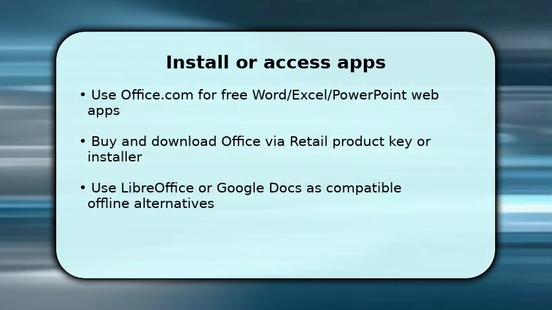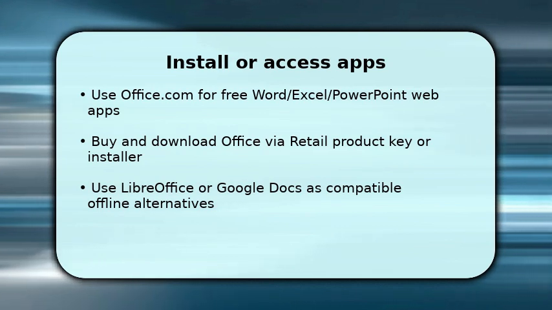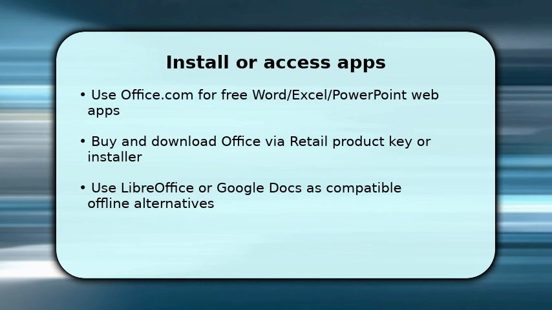Now access the apps. Go to Office, and use Word, Excel, and PowerPoint in your browser for free. This avoids subscriptions. Alternatively, download and run the standalone Office installer after redeeming your product key. Install to /program files and follow prompts.